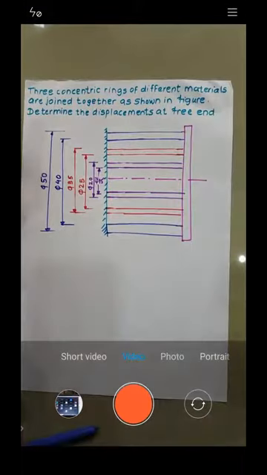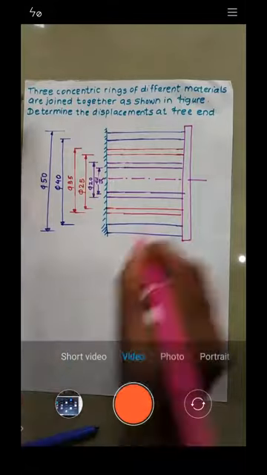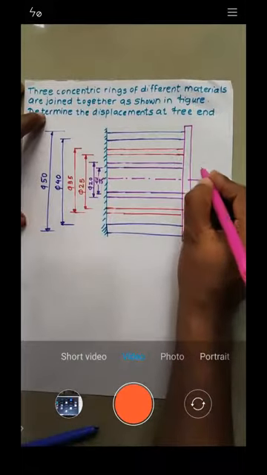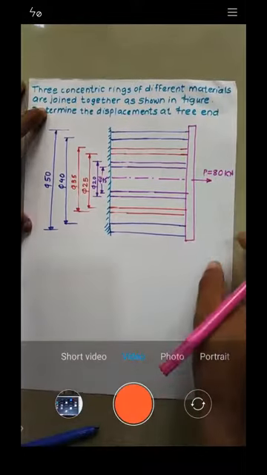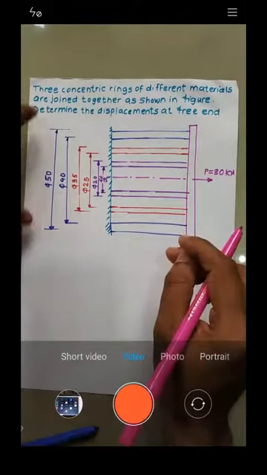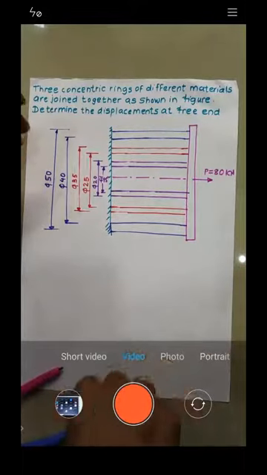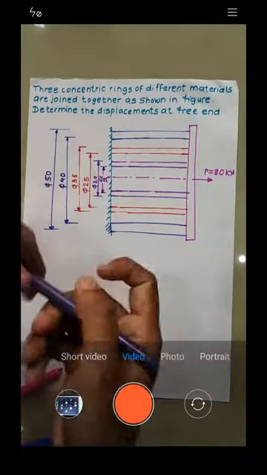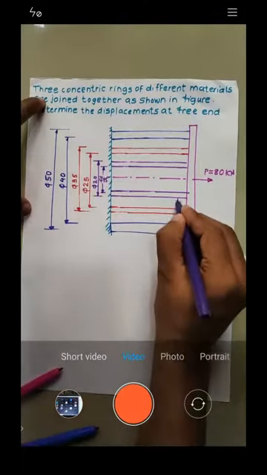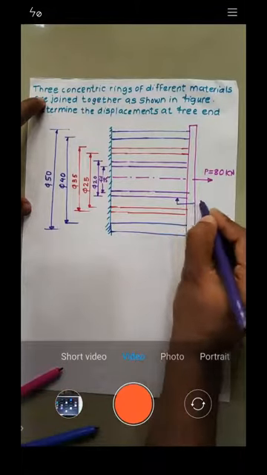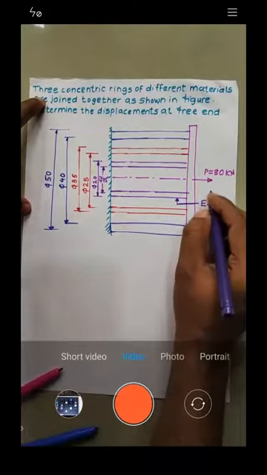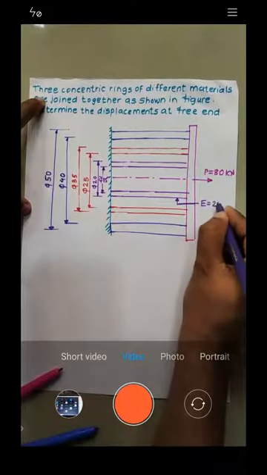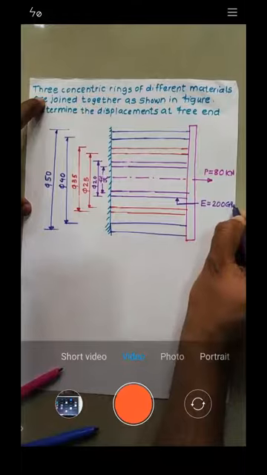And to this particular plate, we are going to apply force P equal to 80 kilonewton. Now if we talk about this ring, it is made up of a material with E equal to 200 gigapascal.